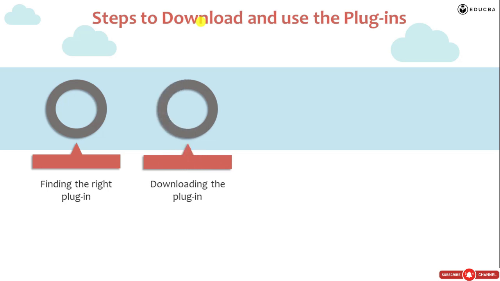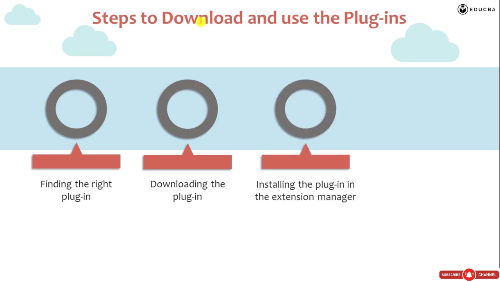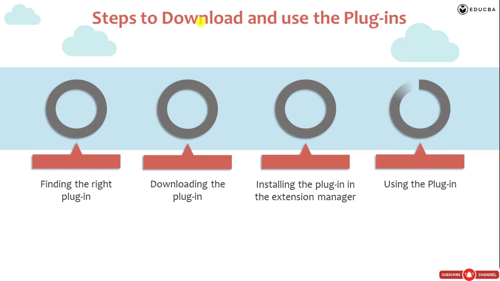The second step is going to be to learn how to download the plugin. There are a couple of ways you can download a plugin, and we are going to learn both of them. The third step is going to be installing the plugin in the Extension Manager. We have had a very short outlook on how an Extension Manager works and how to install a plugin. And the final part is going to be how to use the plugin that you have just installed.